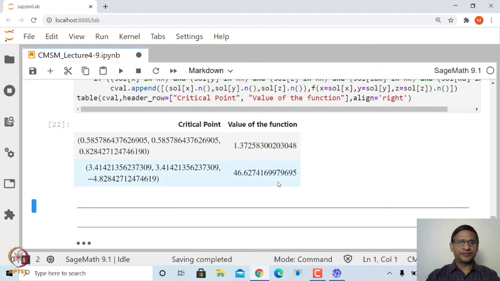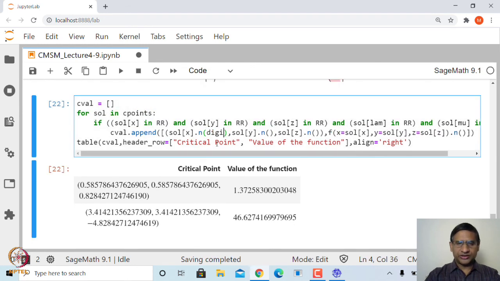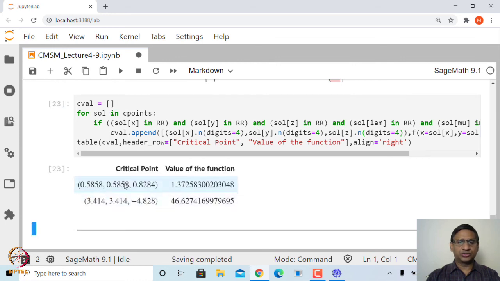So, these are the points and the values in decimal. If you want, I can reduce the number of decimals. So, how do I reduce? I will say here digits is equal to, let us say, only 4 digits. Let us show only 4 digits, here also 4 digits, here also 4 digits, and yeah. So, these are the two points, and this point is the point at which the function has the minimum value. Of course, as we saw geometrically, this may not have any maximum value, right.